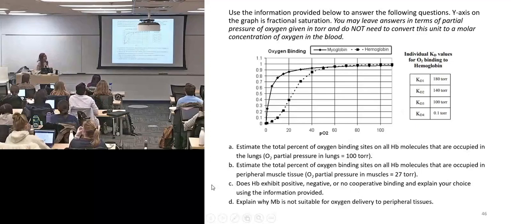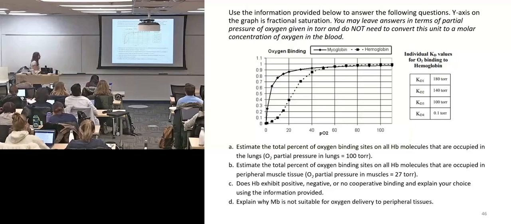Okay? So why don't you guys take a couple minutes, talk to the people around you about all 4 of these. Estimate the total percent of oxygen binding sites of all the hemoglobin molecules that would be occupied in lungs. If lung has partial pressure 100 torr, then it asks about what percent you think would be bound in muscle. Is there cooperative binding? I already gave you the answer to this, but that's okay. Make sure you could explain it. And then why is myoglobin not suitable for oxygen delivery? Okay, so take a few minutes and talk about those, and we'll come back and answer them.